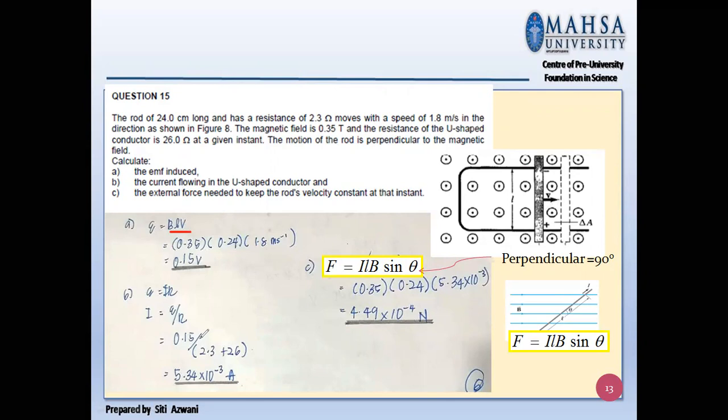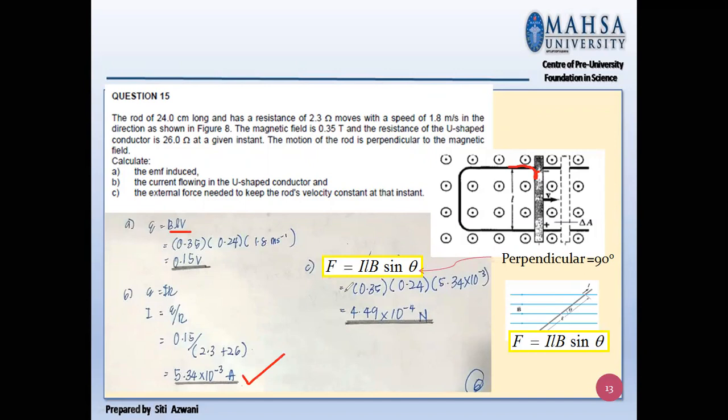For R, you need to refer back to your question. You need to consider the resistance of the conductor, and the U shape is like a series connection with your conductor. So you need to add the value 2.3 with the 226 to get the total resistance, and then solve for the induced current.